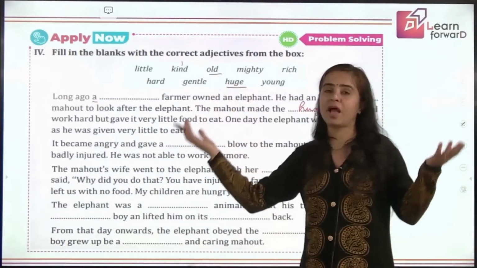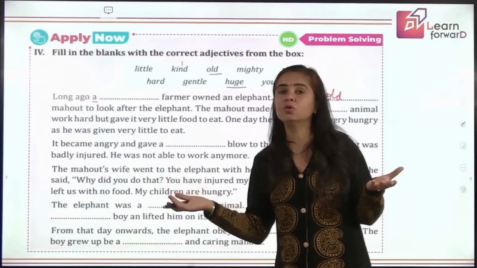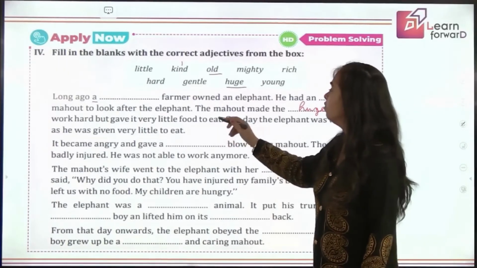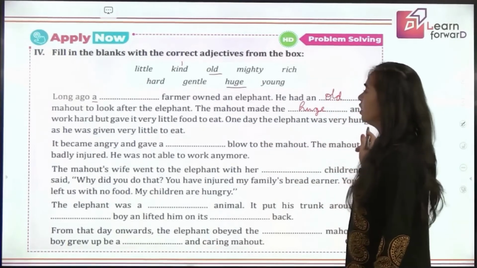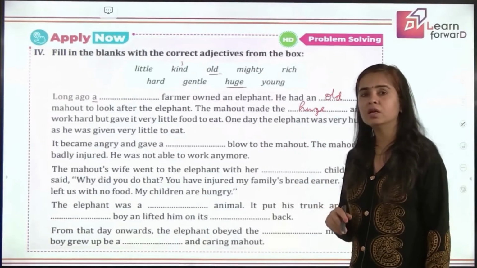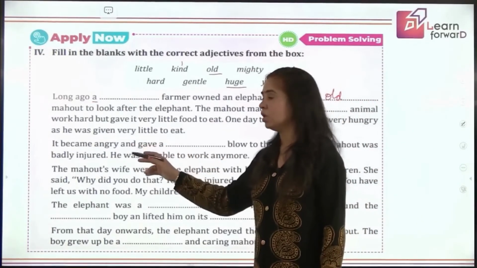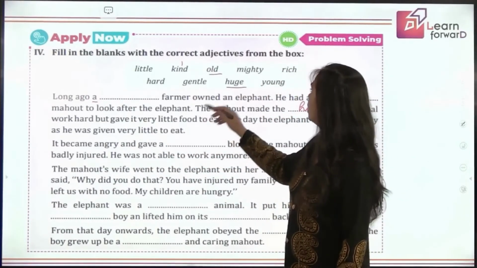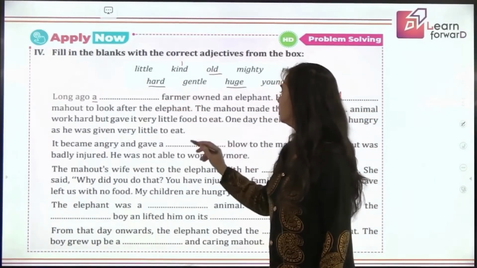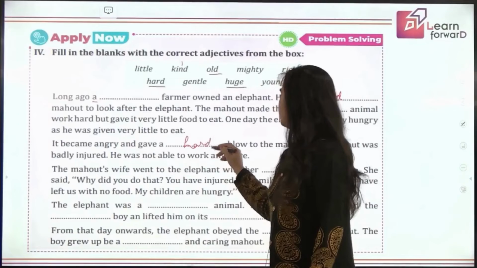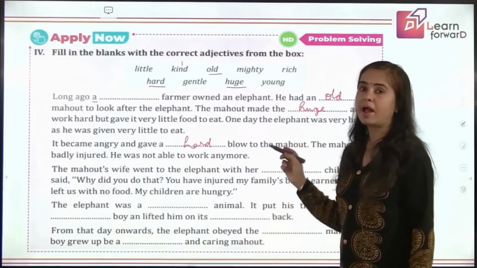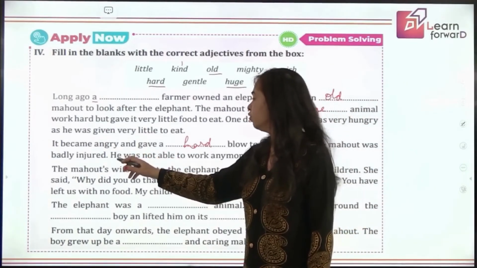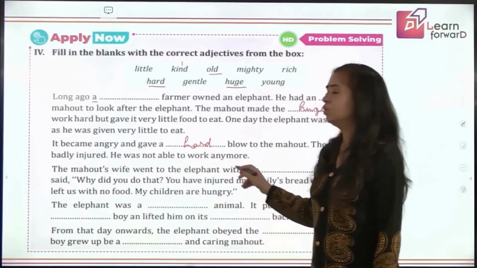See, the size of the animal is big, so it needs more to have its fill. But then the mahout used to give him very little food to eat. One day the elephant was very hungry as he was given very little to eat. So what happened? It became angry and gave a dash blow. What type of blow? It can be a mighty blow or a hard blow. Gave a hard blow. It was a hard blow to the mahout. The mahout was badly injured. See, it is such a powerful animal and the mahout got hit by it. He was not able to work anymore.